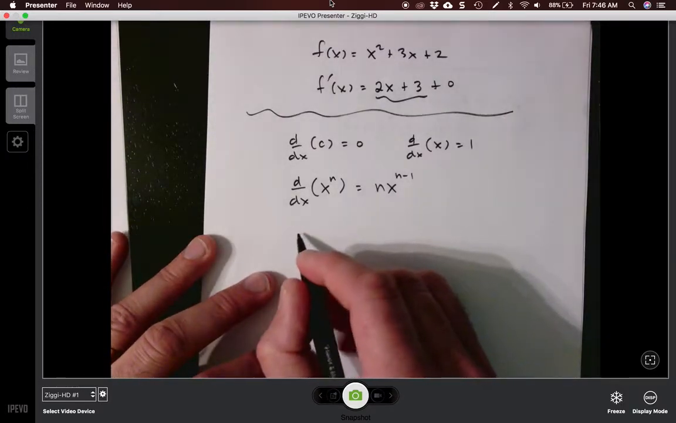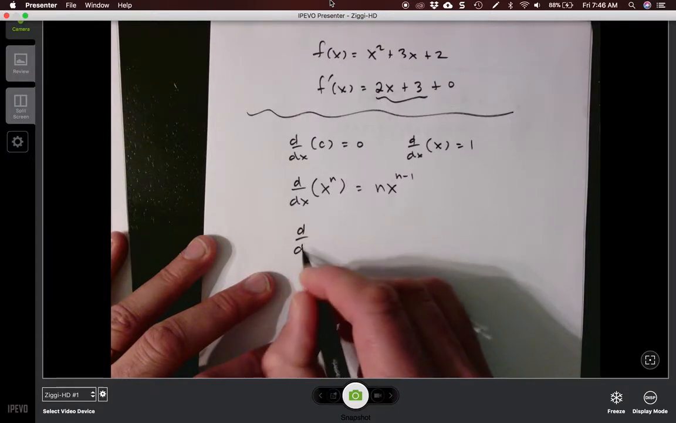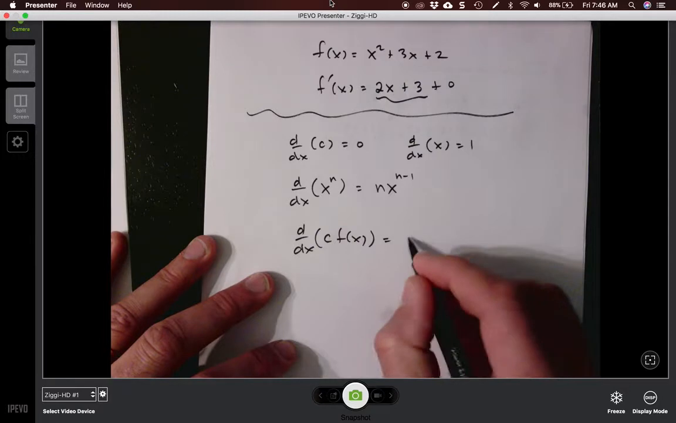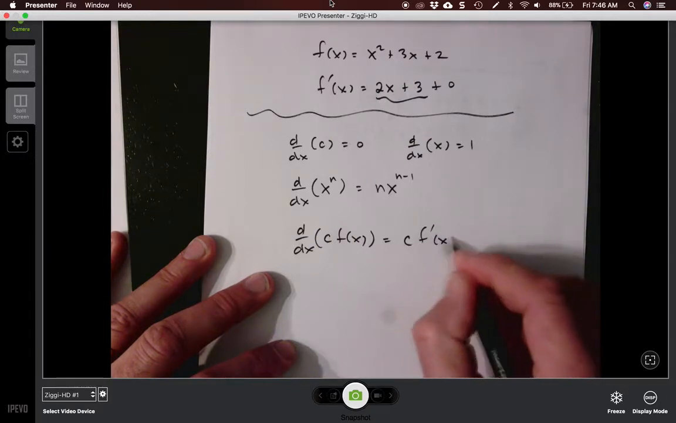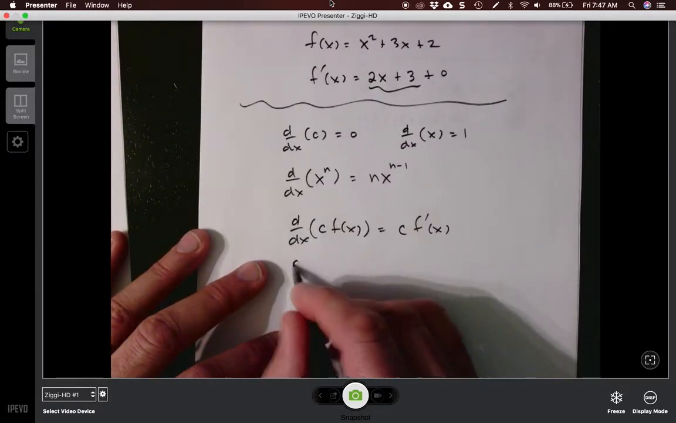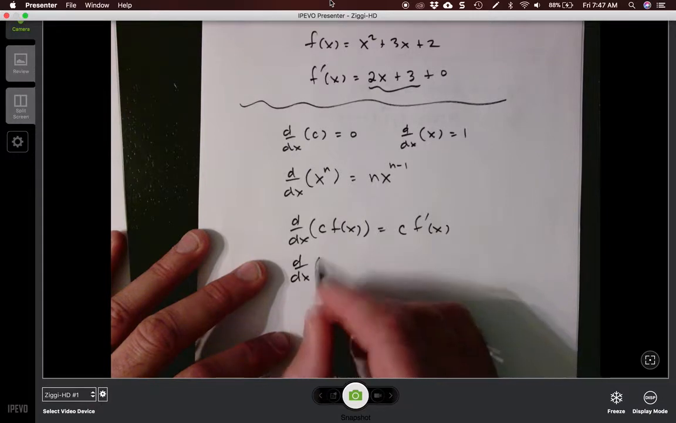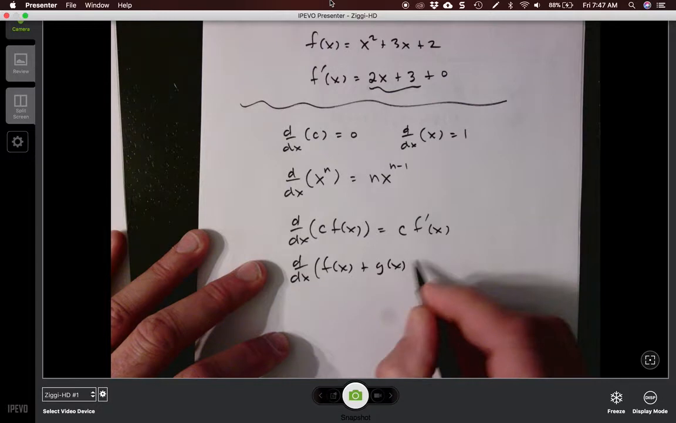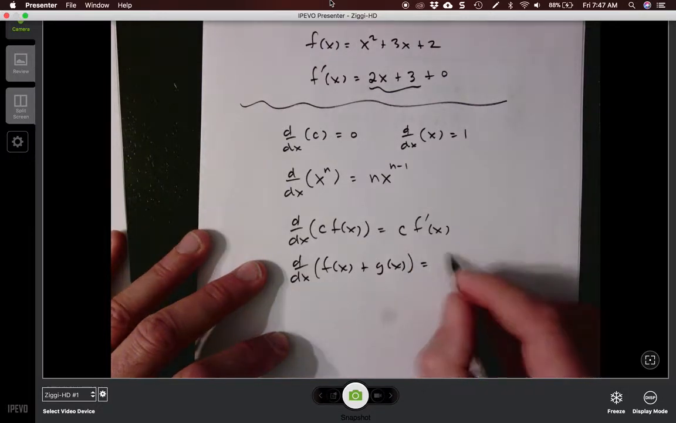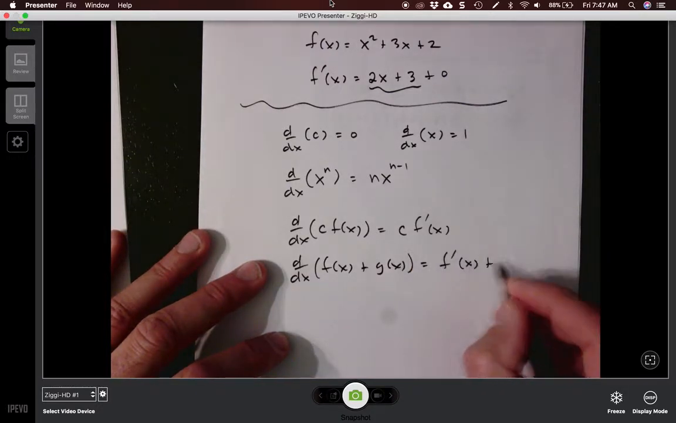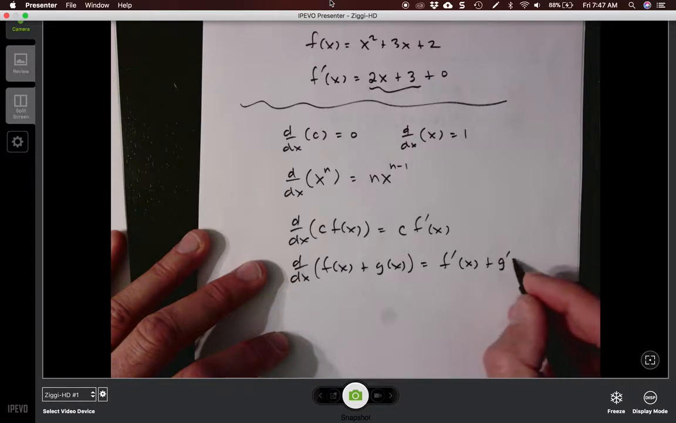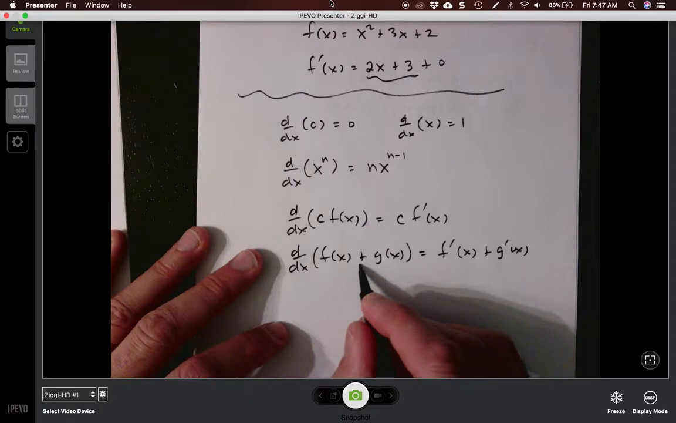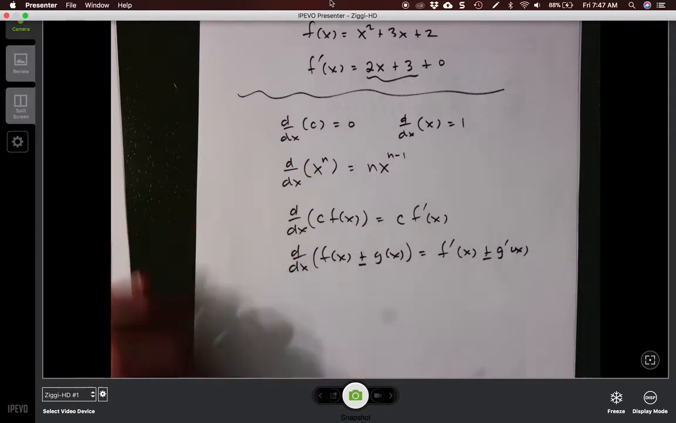And then our more general rules are the derivative with respect to x of a constant times a function is equal to the constant times the derivative of the function. And then we've also got the derivative with respect to x of f of x plus g of x. And this is just f prime plus g prime. Okay, and I didn't mention this earlier, but if it works for addition, it also works for subtraction.